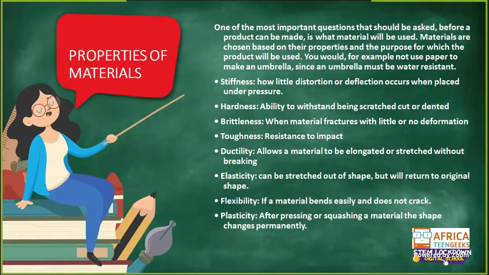Now let's look at elasticity. Some materials are elastic, others are inelastic. So what is elasticity? Elasticity means an object can be stretched out of its shape, but it will return to its original shape. For example, if I have a rubber band and I pull it to some limit, if I want, it can go back. So that is elastic. It means the rubber band is elastic.